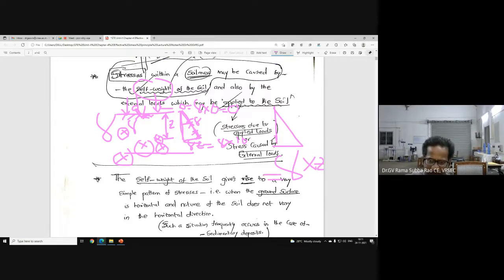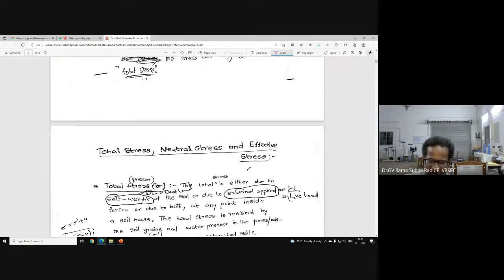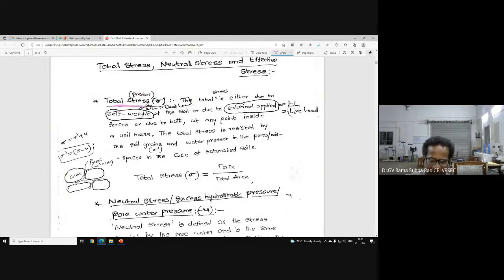This I would like to call sigma. So we are designating total stress with sigma. So now let us proceed. What is total stress? Here you see the total stress is either due to self weight or due to external load. But here our discussion is about self weight, so we call sigma equal to gamma into z. One can easily understand total stress is equal to force by total area.